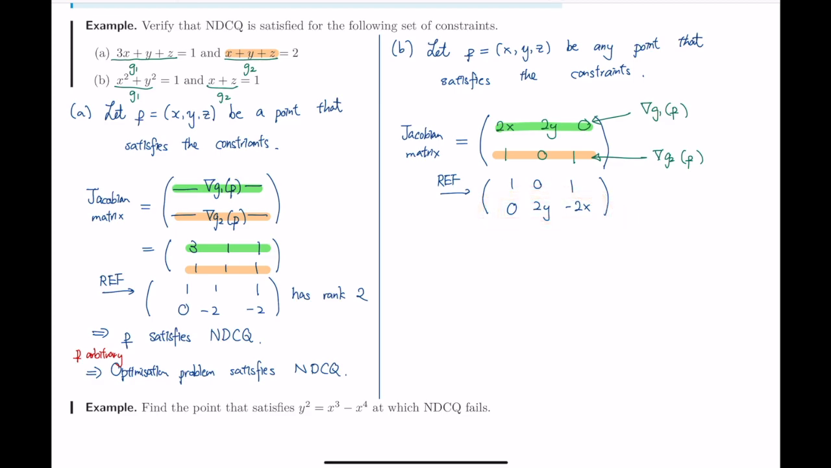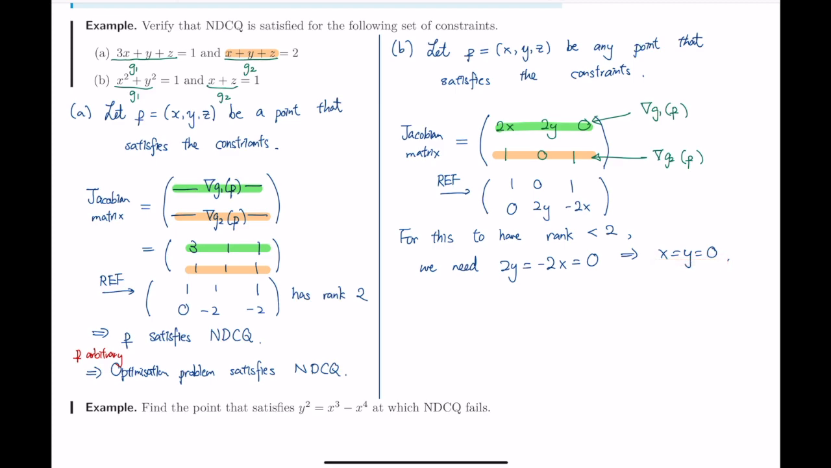Okay, so let's see. For this to have rank strictly less than 2, we need 2y equal to minus 2x equal to 0. So that means that x equals y equals 0. But is that possible? x equals y equals 0? Of course not, because the x, y come from the constraint set. So in particular, it satisfies x squared plus y squared equals 1. So therefore, x and y cannot be simultaneously equal to 0.